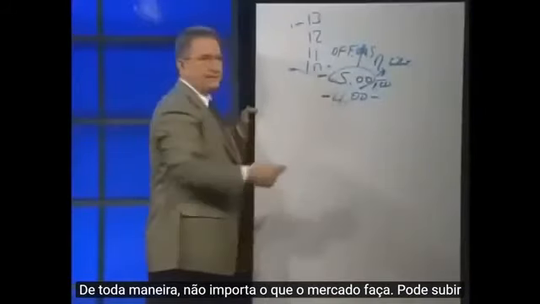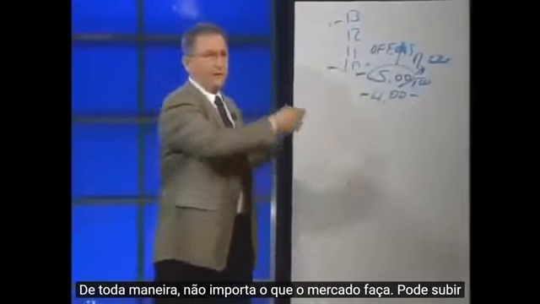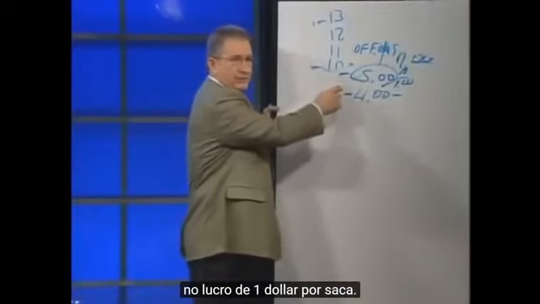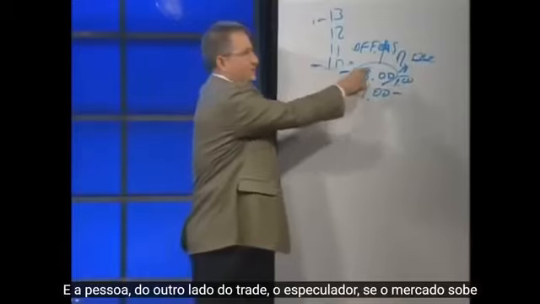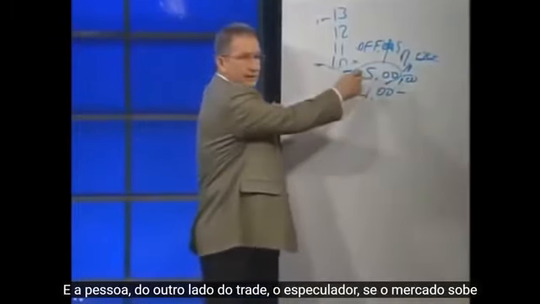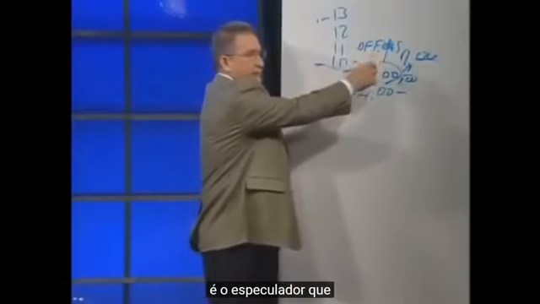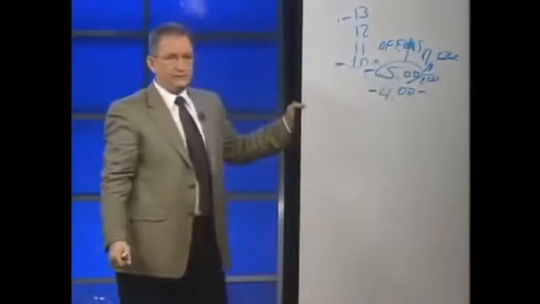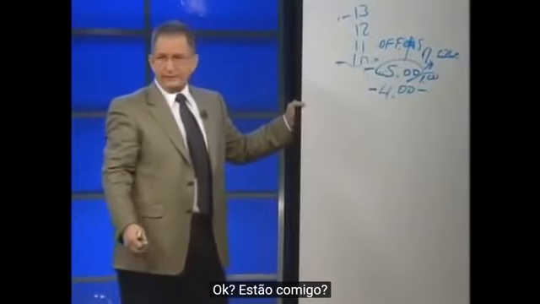So in any case, it doesn't matter what the market does. The market can go up, the market can go down. I've locked in my dollar per bushel profit. And the person on the other side of that trade, the speculator, if of course the market goes up, then the speculator is the one that makes that $2 a bushel profit if it goes up to $7 a bushel. Okay, you guys with me on all this?